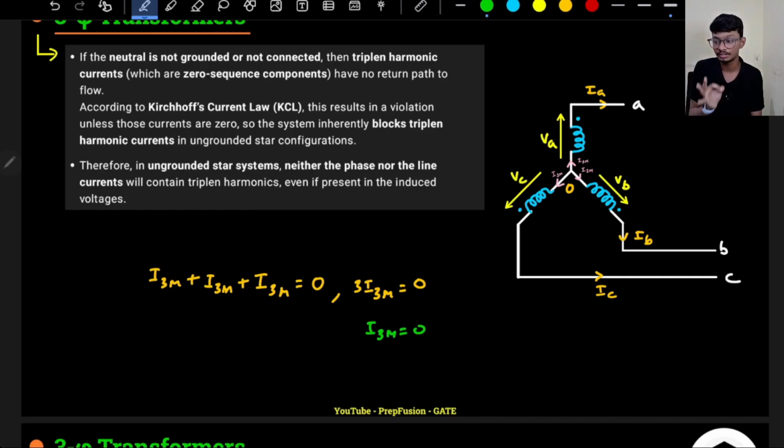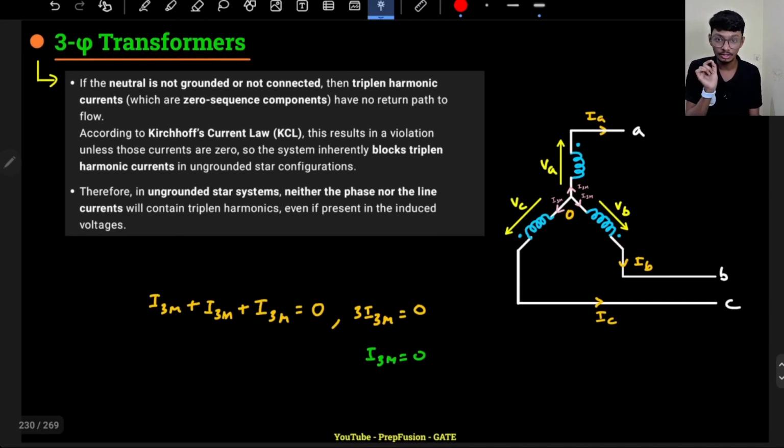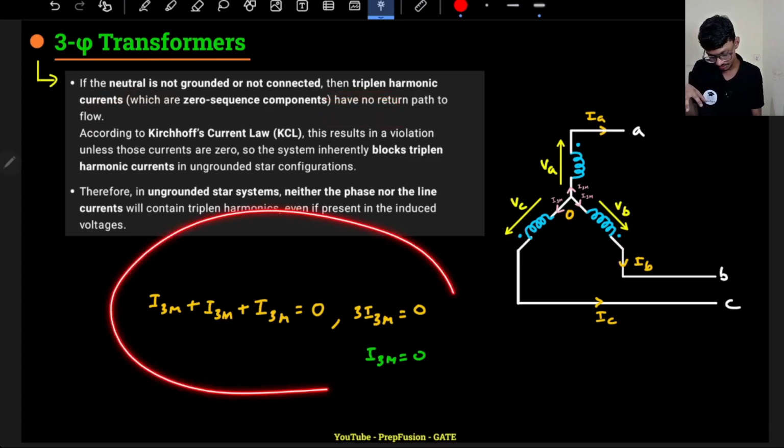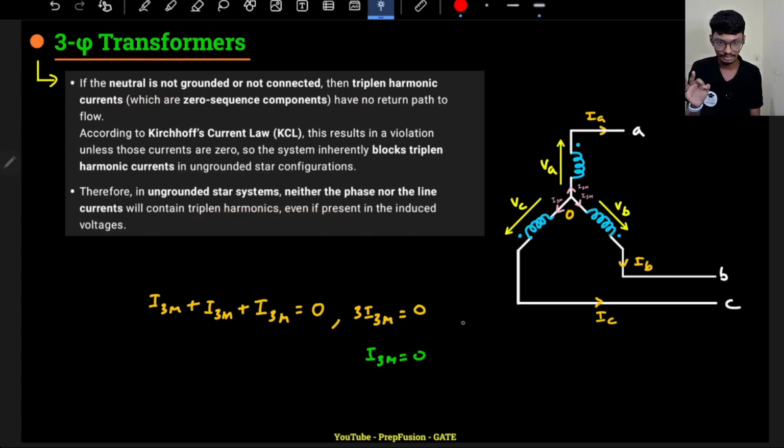So actually, third harmonic currents are not possible in the coils. In a star connection, if the neutral is not grounded, then triplen currents have no return path to flow. So in an ungrounded star connection, there will not be any third harmonic current. If there is no third harmonic current, the flux will not be purely sinusoidal. That is a drawback for star to star connection. Flux will not be purely sinusoidal.